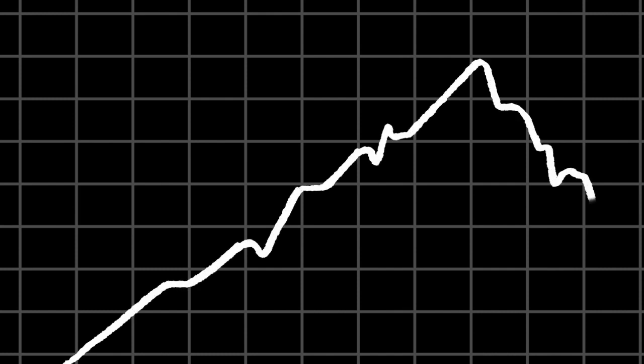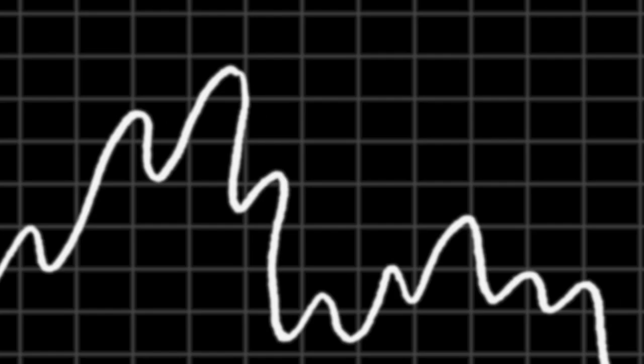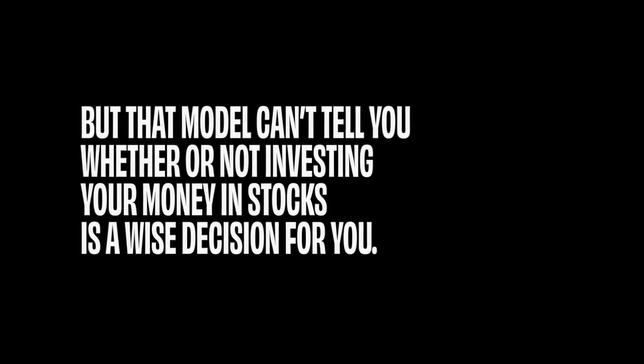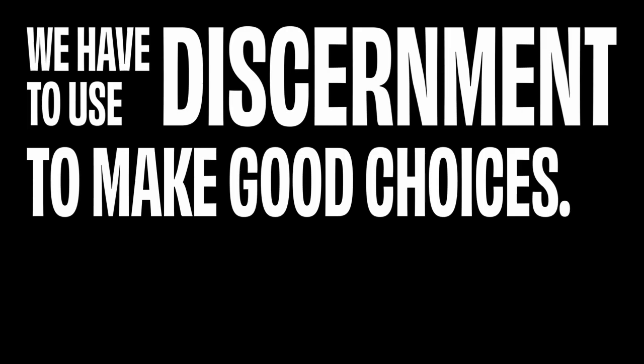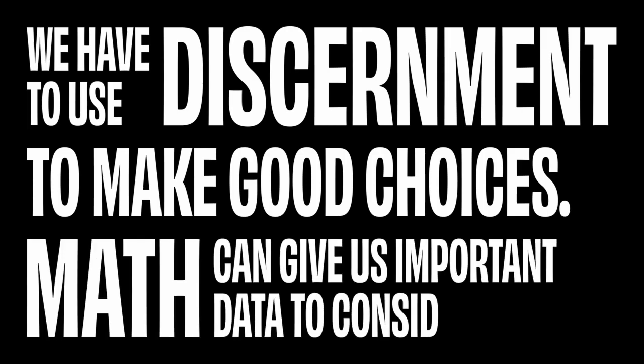A mathematical model may be able to show us a fairly accurate depiction of the rise and fall of the stock market and might even be able to predict future trends. But that model can't tell you whether or not investing your money in stocks is a wise decision for you. We have to use discernment to make good choices. Math can give us important data to consider, but it can't make the decision for us. It can't tell us what is right or wrong.